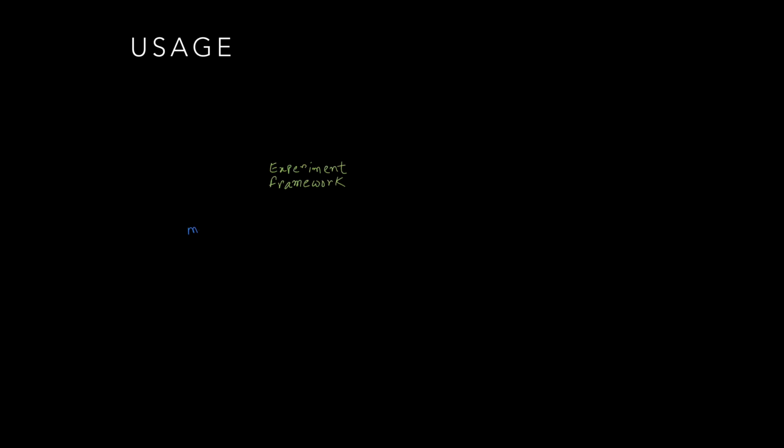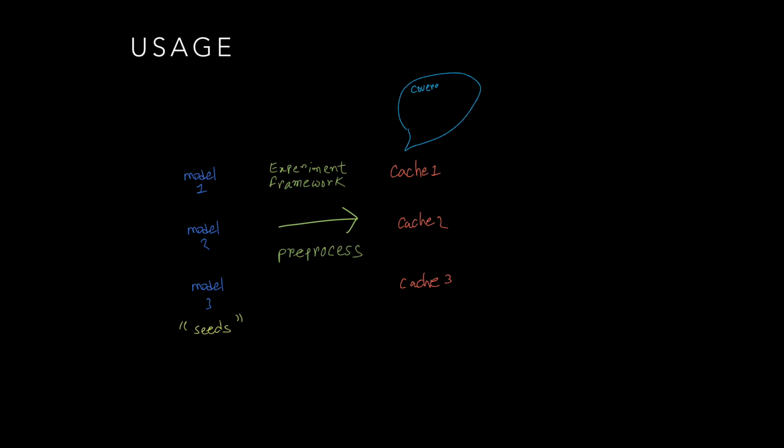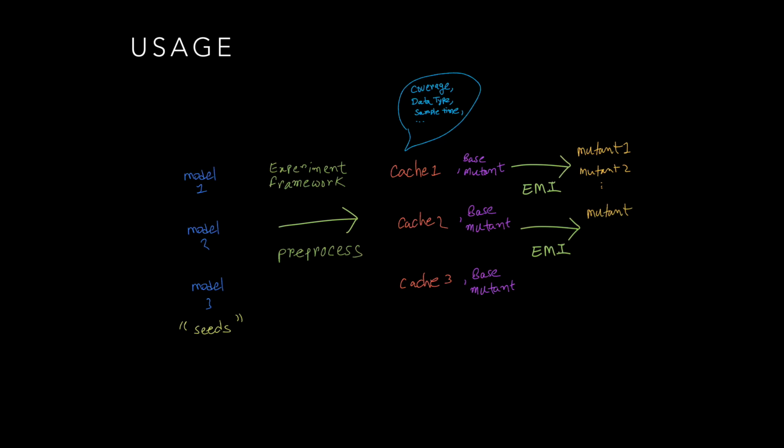We start with the experiment framework, which scans for seeds in a distributed file system or in a local file system to pre-process them in parallel and caches intermediate results, such as coverage, data type, and sample time of every block in a seed. Using this information, we then perform several one-time base mutations per seed, which further improves overall runtime. Our EMI component then consumes this cache and generates multiple mutants per seed in parallel. Lastly, our differential testing component compiles, runs, and compares mutants with their seeds, again in parallel.